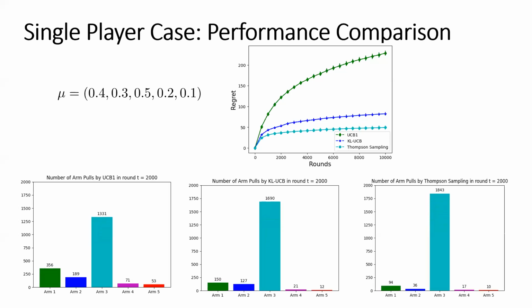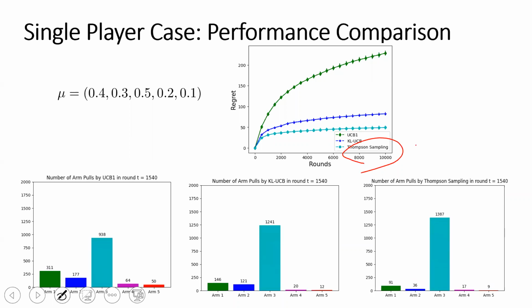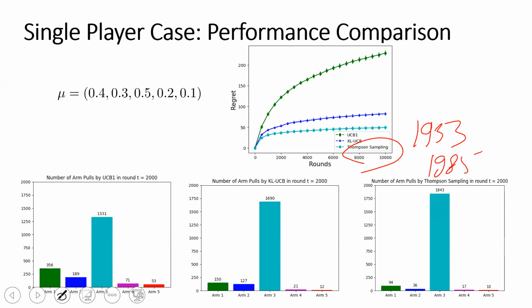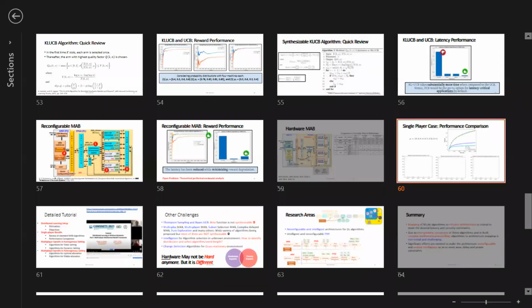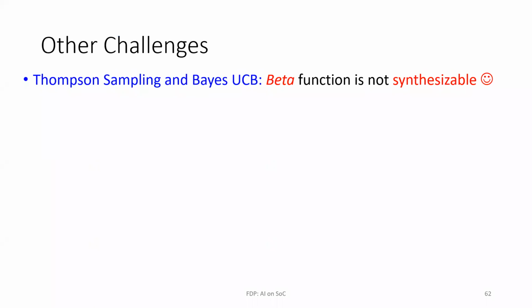As I told you, I showed you only the UCB algorithm and KLUCB. There is another popular algorithm called the Thompson sampling algorithm. In practice, it was developed in 1933, and in the Yahoo search engine, it was deployed in 1985. So this is one of the popular algorithms, but there is no hardware FPGA compatibility of the algorithm. Why? Because this algorithm uses the beta distribution, and this beta distribution is very difficult to map on the hardware. So you need to put a lot of effort to make this algorithm synthesizable. We have one research paper on this, but it is still under review.